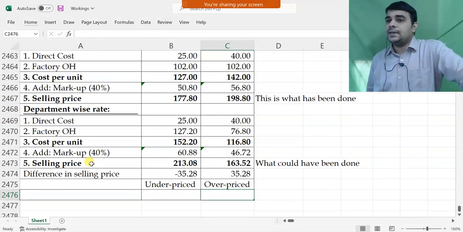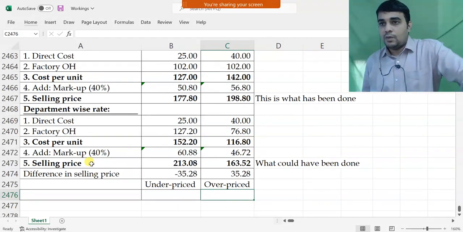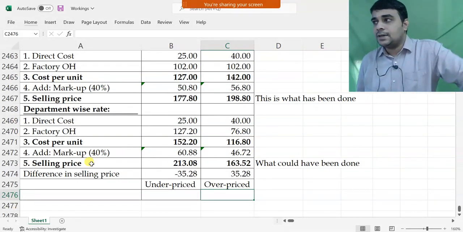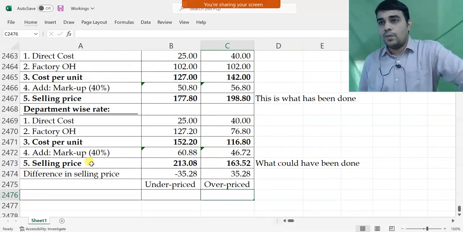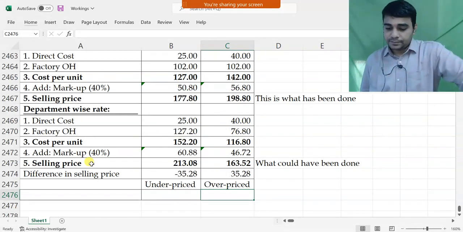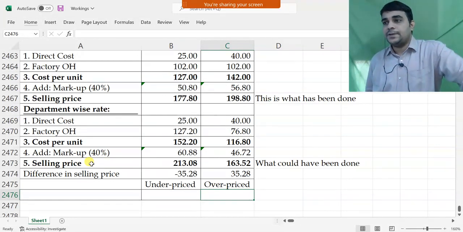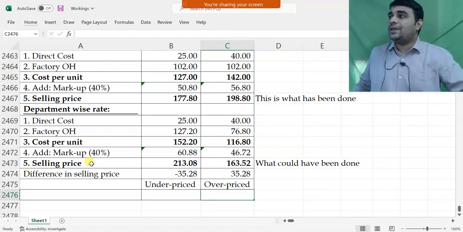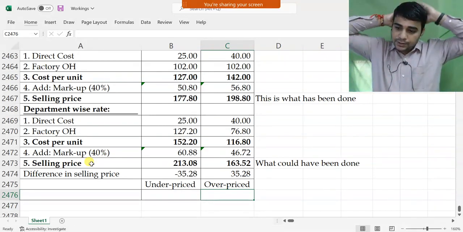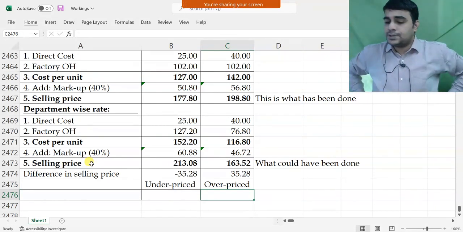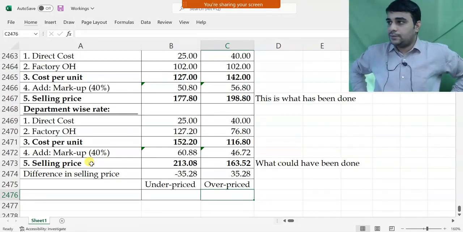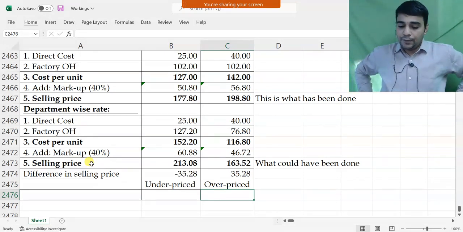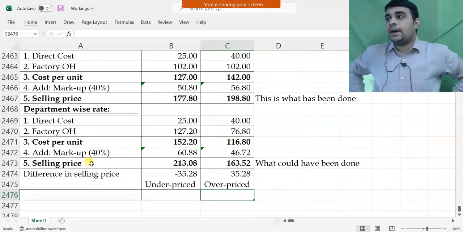There's an underpricing and there's an overpricing which has happened. Underpricing of the first product, overpricing of the second product. Both are not acceptable. You should ideally go with the right pricing. Right pricing will ensure that customers buy your product and you make optimum profits. If you underprice it, you will get more demand, but profit will not be there. If you overprice it, profit is there, but demand will not be there.